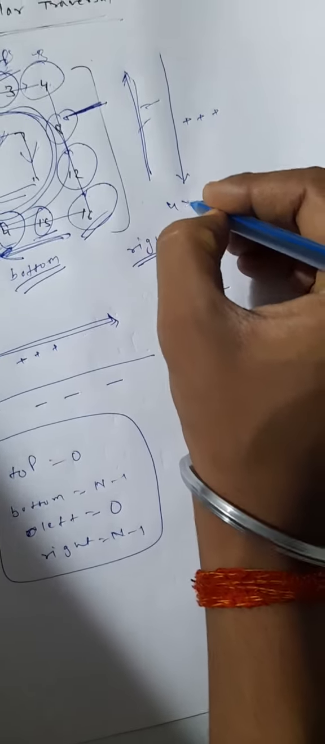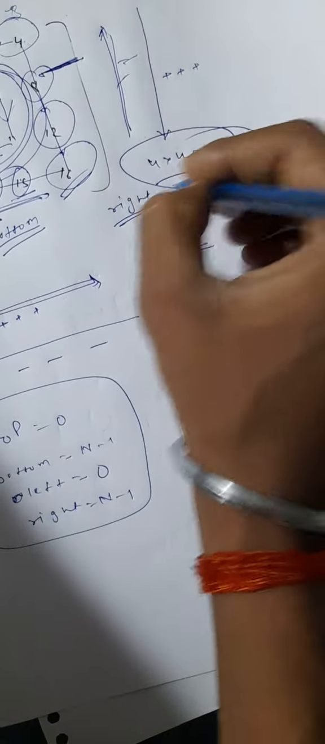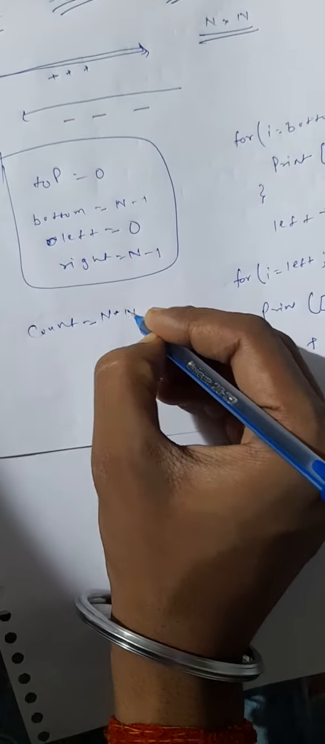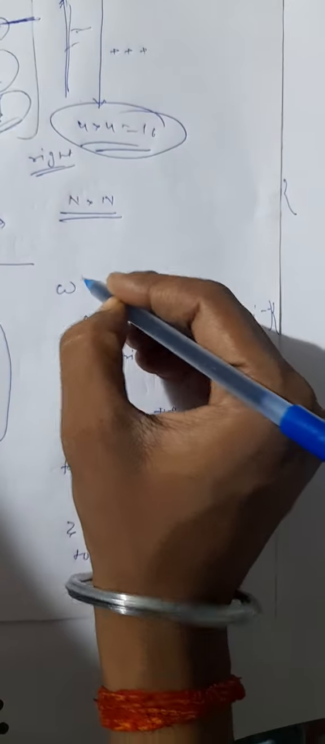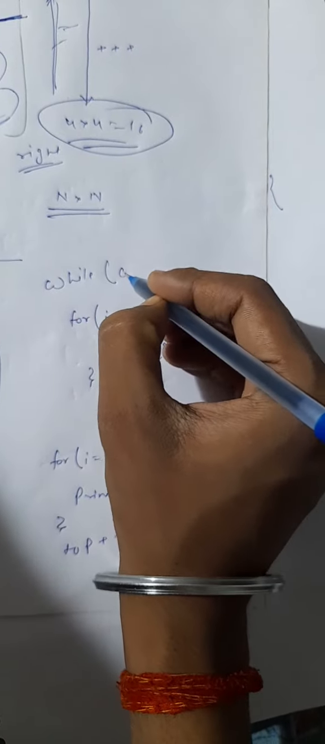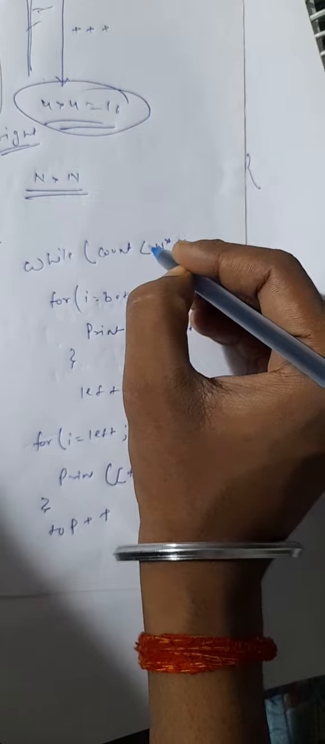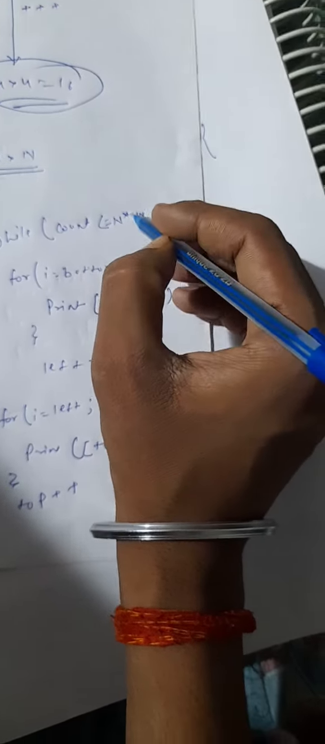Firstly take a count variable, because we have to count: in the 4x4 matrix there are a total of 16 elements, right? So we have to take a count variable, count equals n cross n. Okay, so use a while loop here, while count is less than or equal to n cross n, then our loop will run, and close.